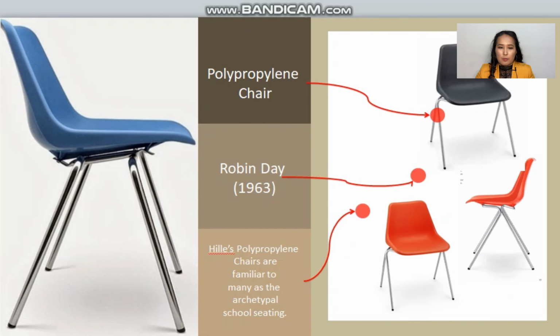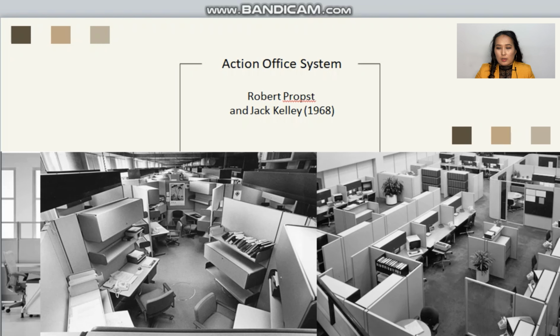The next one is the polypropylene chair. It was designed by Robin Day in 1963. Manufactured from polypropylene by Hille, this is a revolutionary chair. It could not be simpler in terms of technical design: one injection molded seat shell with 4 molded fixing bosses, to which a variety of leg frames can be attached.